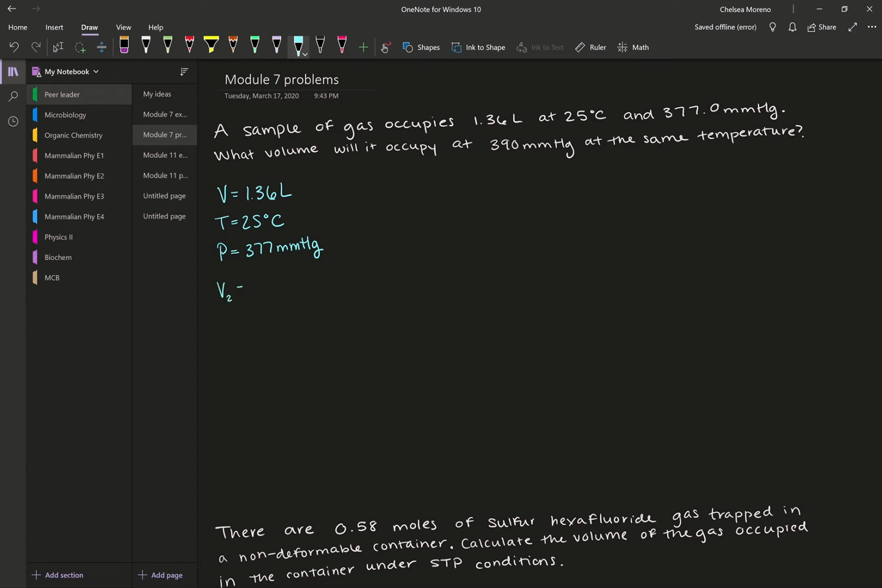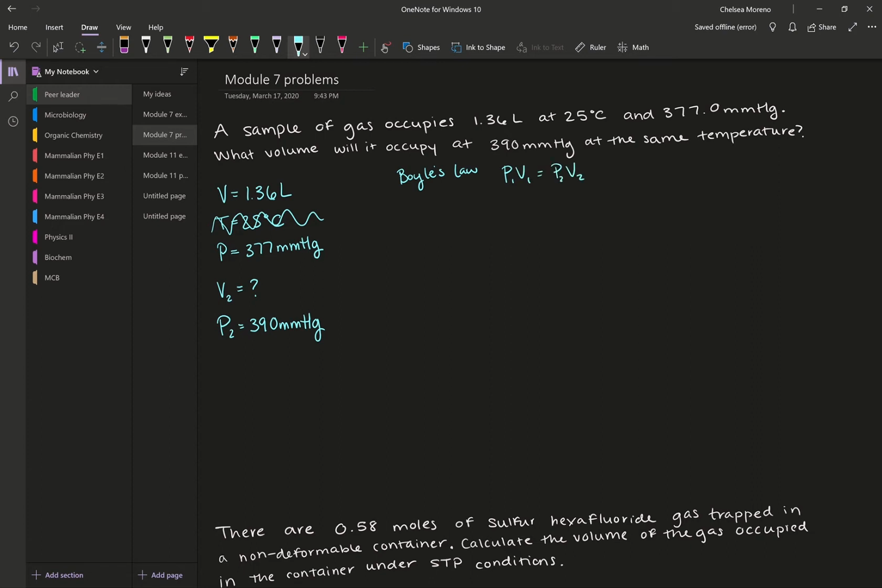So V2 is our question, at 390 millimeters of mercury. So we know that we change to P2, 390 millimeters of mercury, at the same temperature. Whenever they say at the same temperature, that's already telling us that our temperature is constant, so we can ignore this value. Now we're left with PV and PV. So what does that tell you? Well, that tells you that we're dealing with Boyle's law. We're dealing with P1V1 equals P2V2.